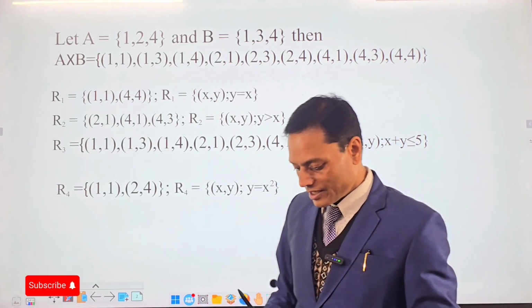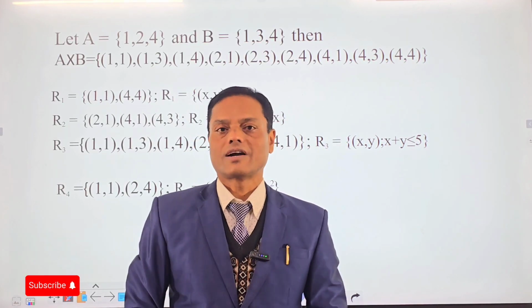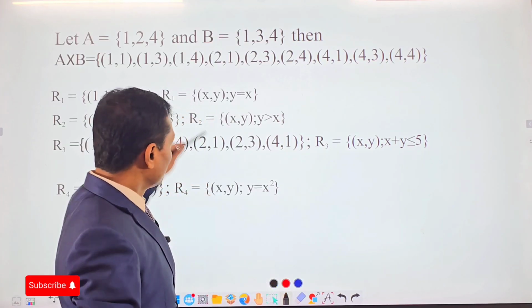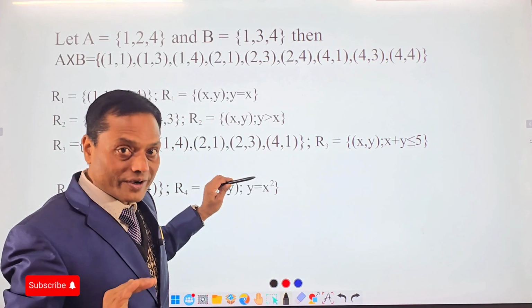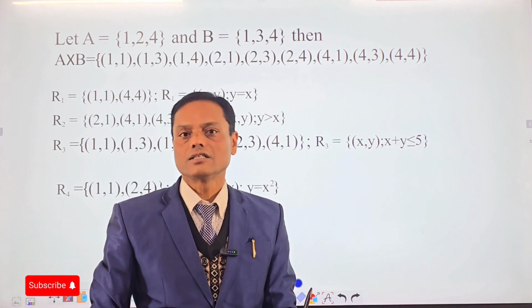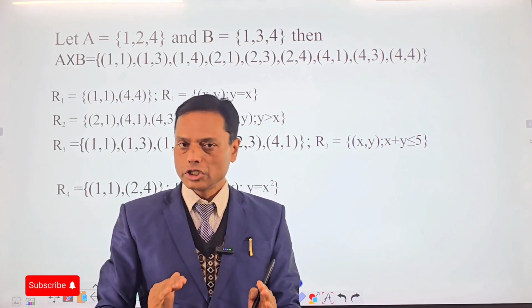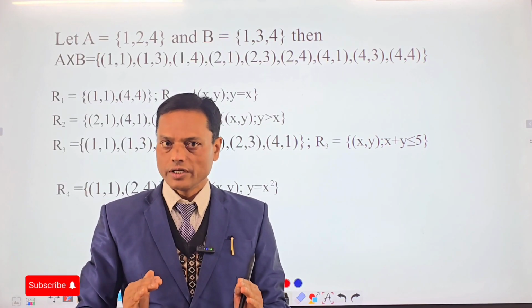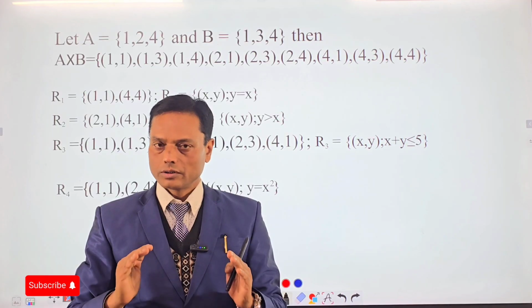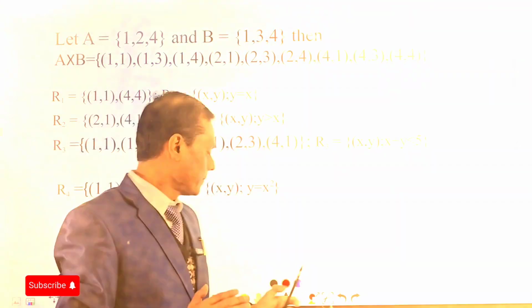So we can say that relation is the subset of the Cartesian product. I have shown 4 relations, but you can make so many relations from the Cartesian product, but be sure the ordered pairs must be from the Cartesian product only.